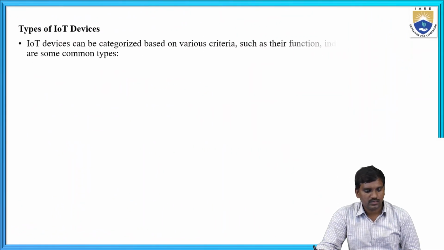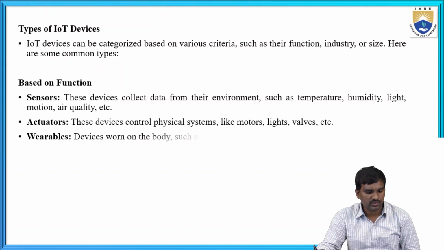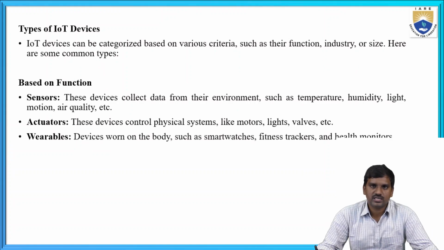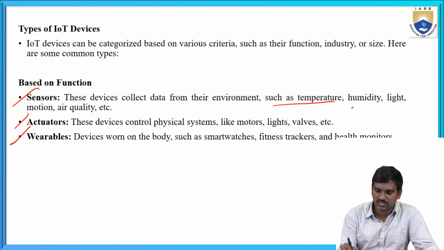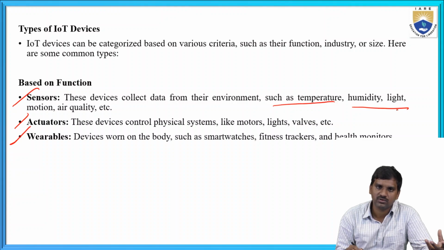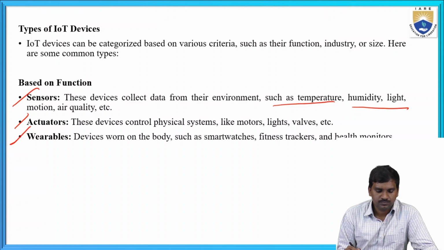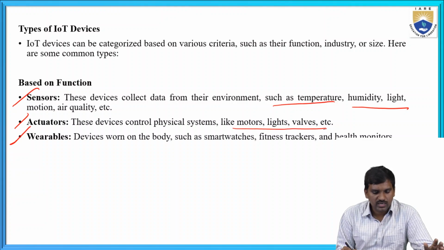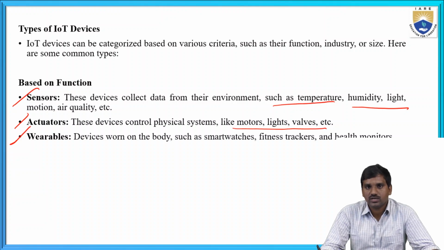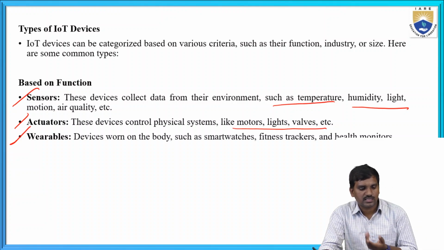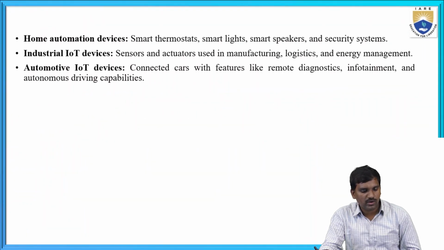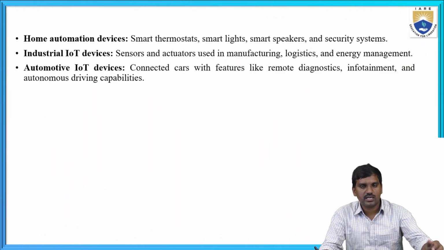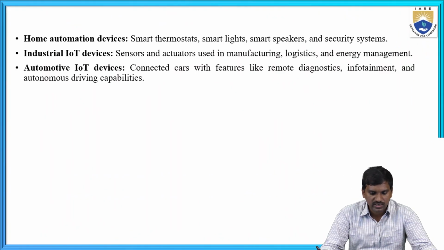Next, types of IoT devices based on function: sensors, actuators, and wearables. Sensors collect information: temperature sensor, humidity sensor, light, motion, air quality, whatever. For every function there is a sensor. Actuators are devices that control physical systems like motors, lights, and valves. Wearables: wearable devices like a watch, smart watch, smart weighing machine, like that. We have different wearables based on the function. Next, home automation devices, industrial IoT devices and automation IoT devices.